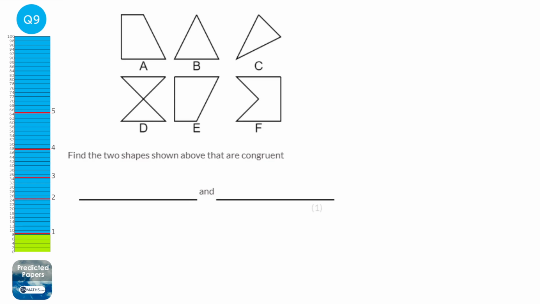So looking at the shapes, we've got some triangles, we've got some weird looking shapes, but I'm going to look at A and I'm going to draw A in. So I'm just going to trace A, and what we can notice is if I manipulate that now and if I bring it down to E, it kind of almost looks the same as E, but what I can do is actually just reflect it and it's exactly the same as E. So A and E are congruent.